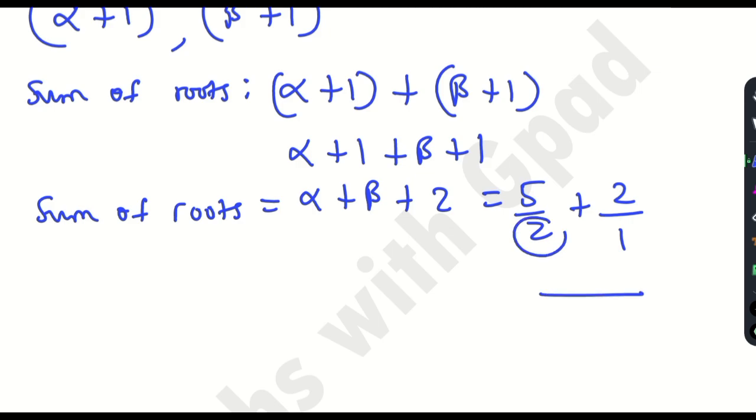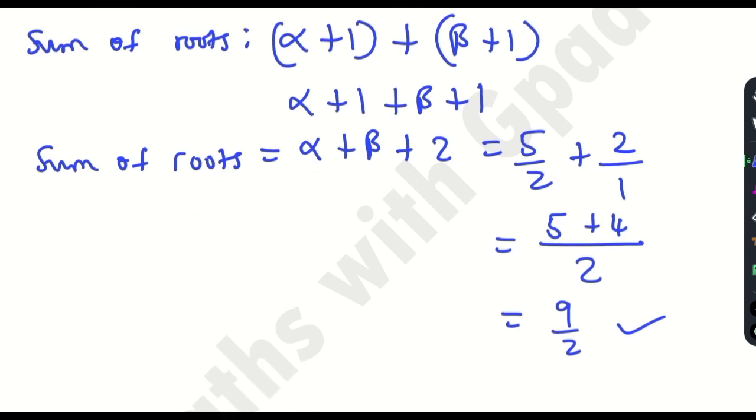The LCM of 2 and 1 is what? Is 2. 2 goes into 2, 1. 1 times 5 is 5. 1 into 2 is 2. 2 times 2 is what? 4. So what do we have? We have 9 over 2. So the sum of roots of the other equation is 9/2. The equation given to us was useful in helping us to get the sum of roots of the other equation.